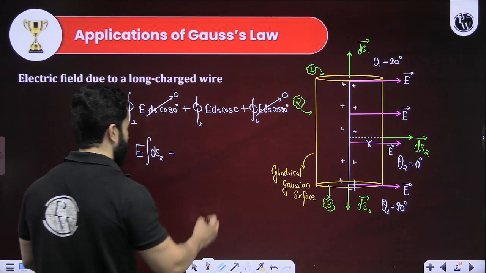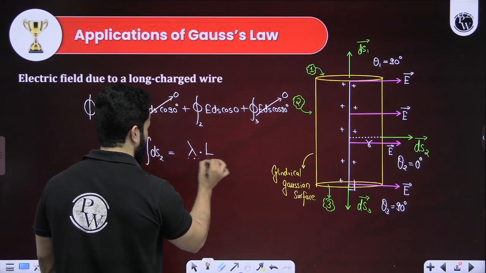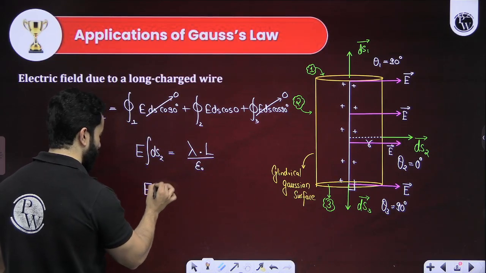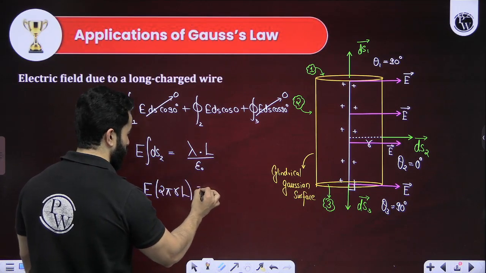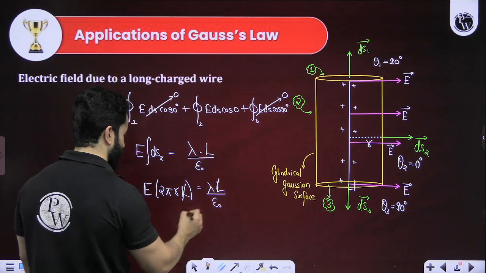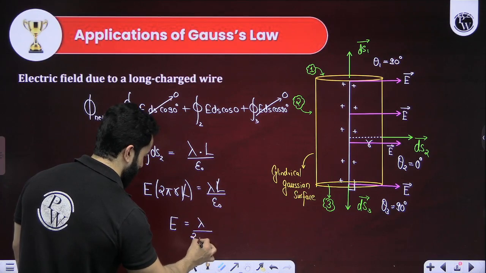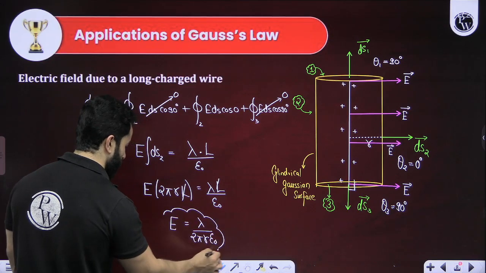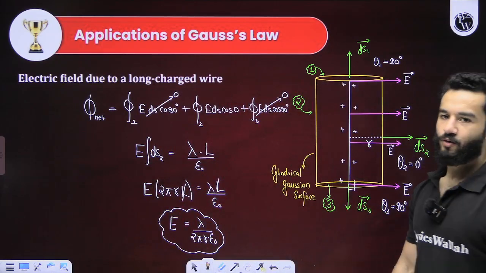So we are going to write enclosed charge will be equal to lambda into L divided by epsilon naught. So integration of ds will become curved surface area, that is 2 pi RL, equals to lambda into L upon epsilon naught. We can cancel out L, so we will get electric field as lambda upon 2 pi R epsilon naught. You can write it in vector form, electric field will be in this direction. Hopefully this is all good.